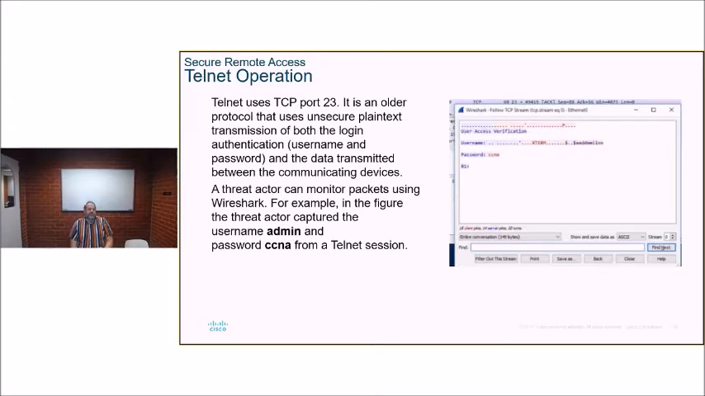Okay, secure remote access. Now, Telnet is how we've done most of our access up until now. Telnet uses TCP port 23. It is an older protocol that uses unsecure plain text transmission for both login authentication and also the data that's transmitted. So a threat actor can monitor packets using Wireshark, for example. In the example, the threat actor captured the username admin and the password CCNA from a Telnet session.